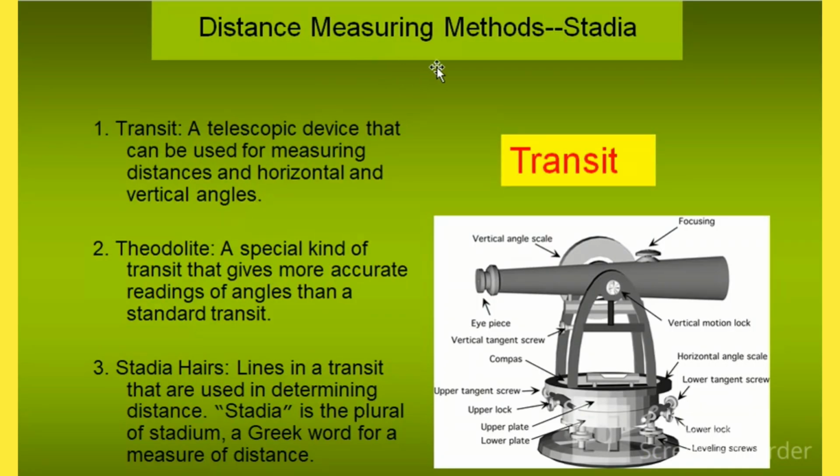Transit, a telescopic device that can be used for measuring distances and horizontal and vertical angles. Theodolite, a special kind of transit that gives more accurate reading of angle than a standard transit. Stadia hairs, lines in a transit that are used in determining distance. Stadia is the plural of stadium, a Greek word for a measuring of distance.